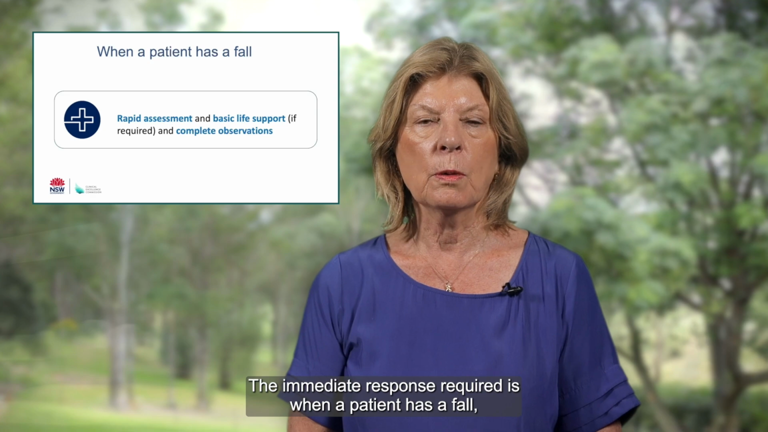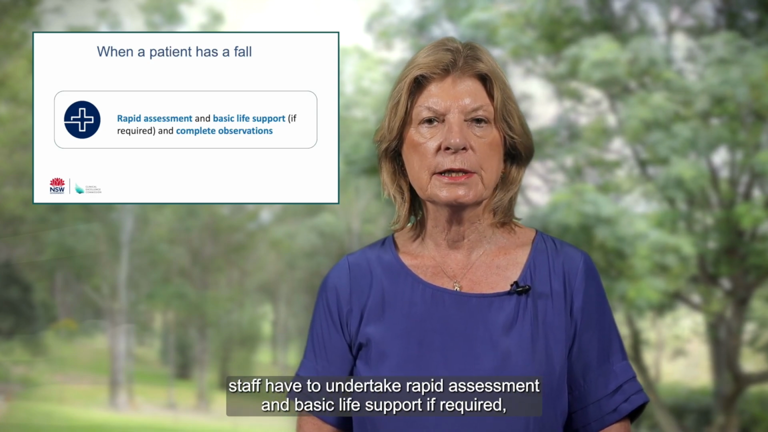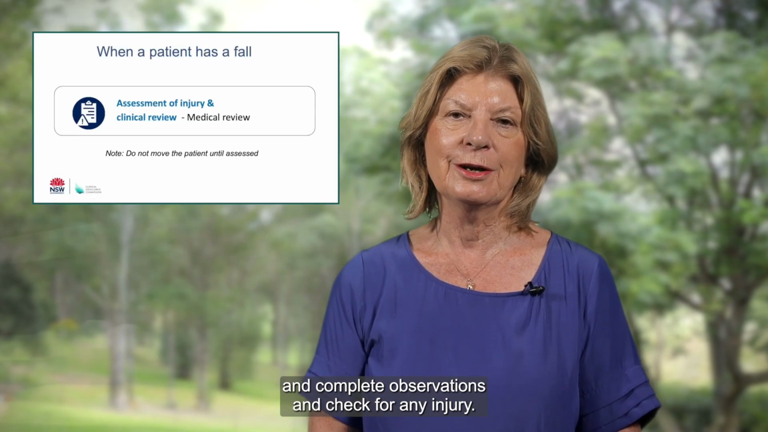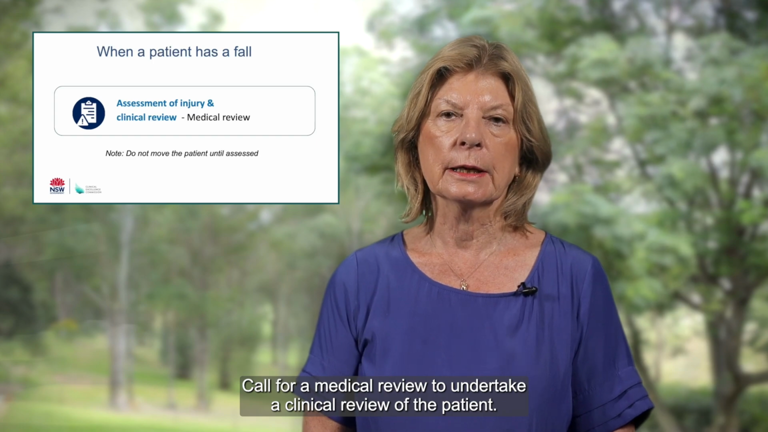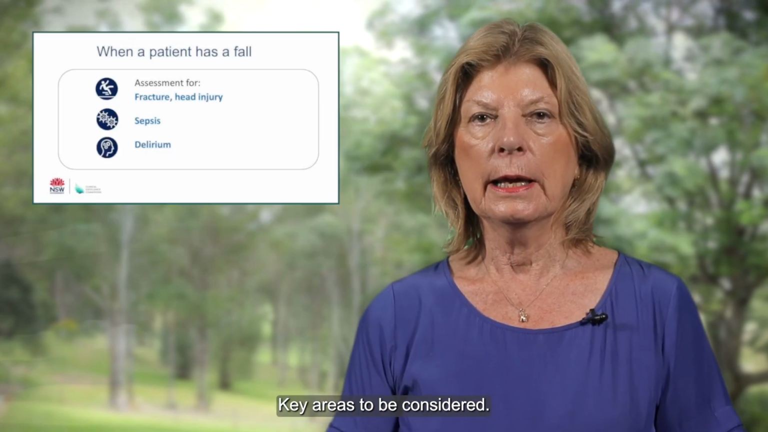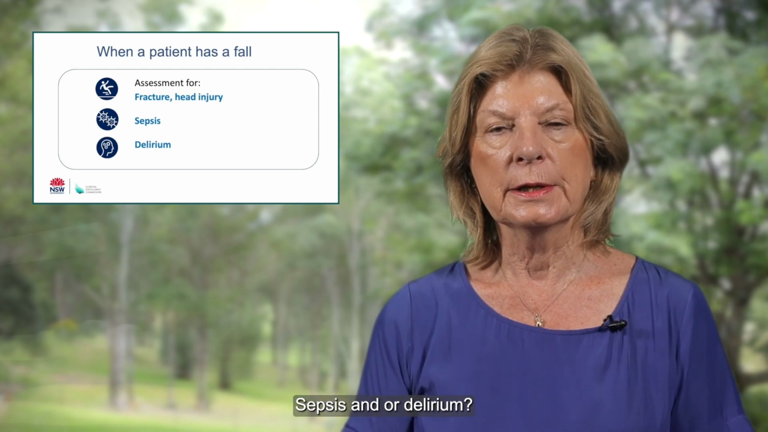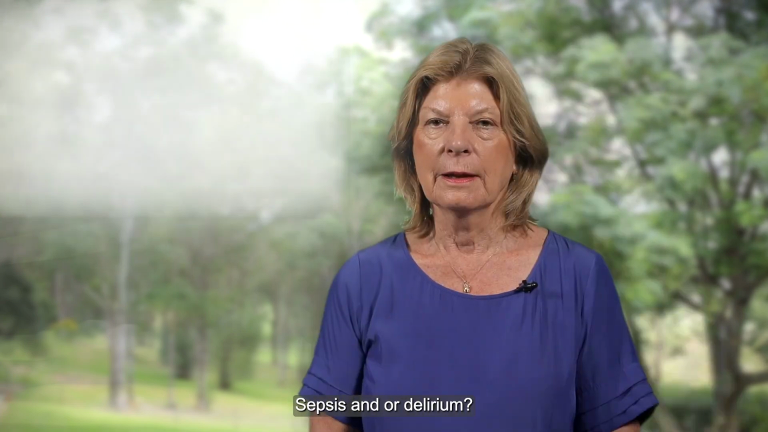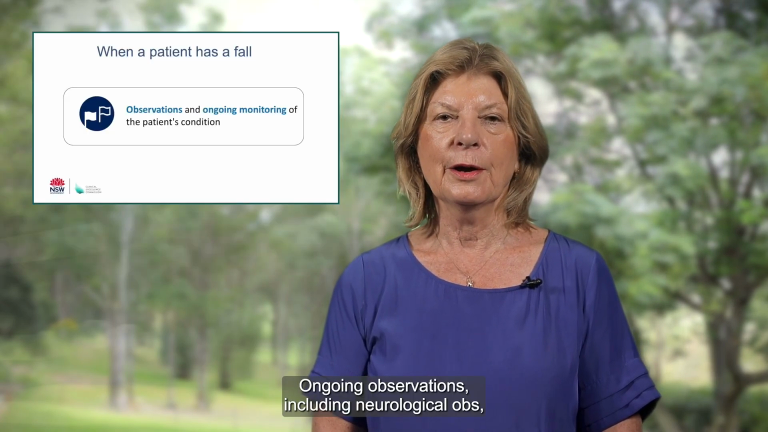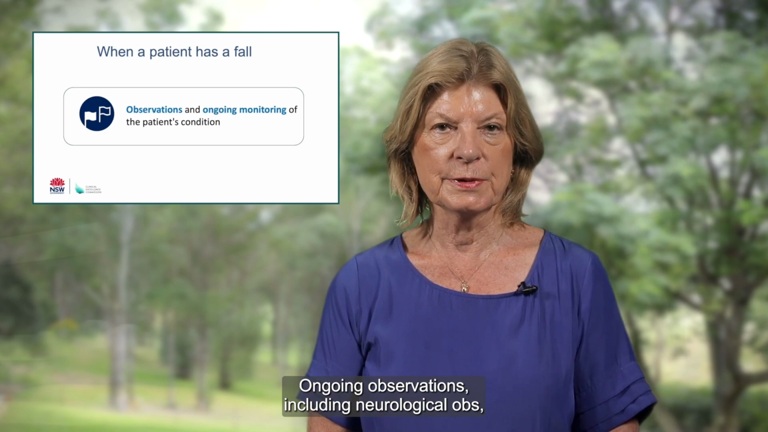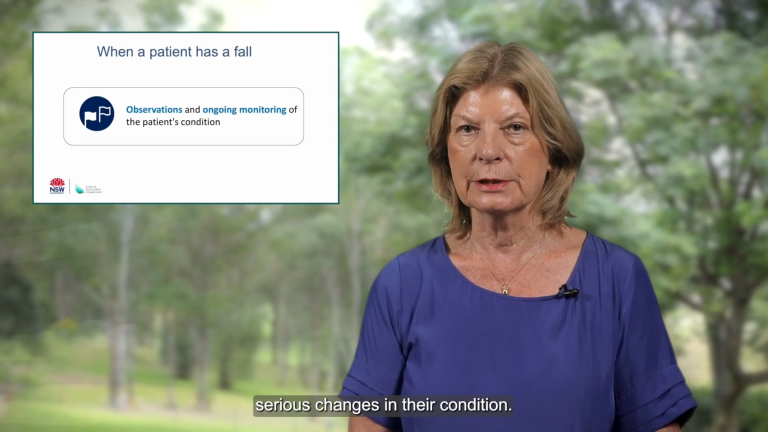The immediate response required is when a patient has a fall, staff are to undertake rapid assessment and basic life support if required, and complete observations and check for any injury. Call for a medical review to undertake a clinical review of the patient. Key areas to be considered: does the patient have a fracture, possible head injury, sepsis and/or a delirium? The patient's family carer to be contacted and notified of the incident. Ongoing observations including neurological obs, as the patient may develop symptoms that can indicate serious changes in their condition.